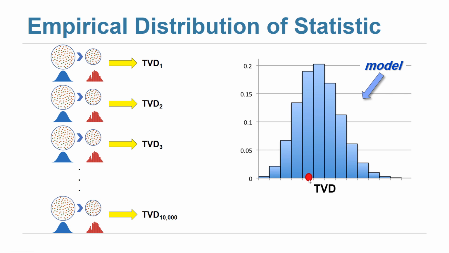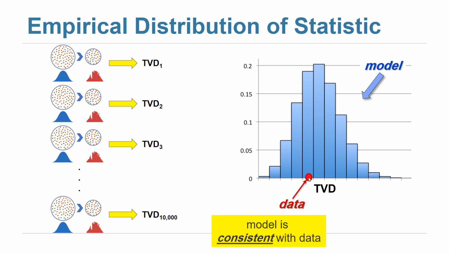Remember, the value of the statistic for the data is coming from an actual sample. It's not a simulated sample. It's an actual sample, which is, in our example, the infected cases. For that actual sample, we compute the total variation distance between the distribution in that sample and the distribution of the population. If the total variation distance gave us a value that is here, that means that it is likely by that model. In that case, we can say that the model is consistent with the data.